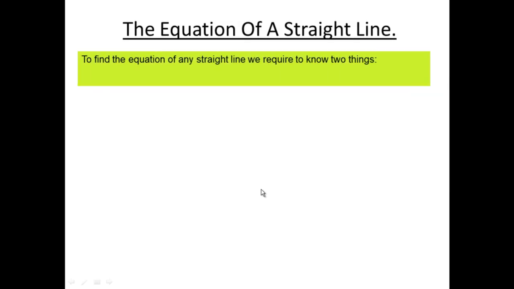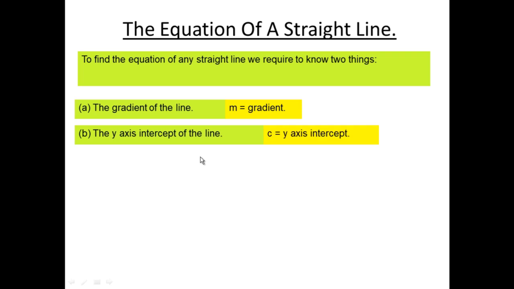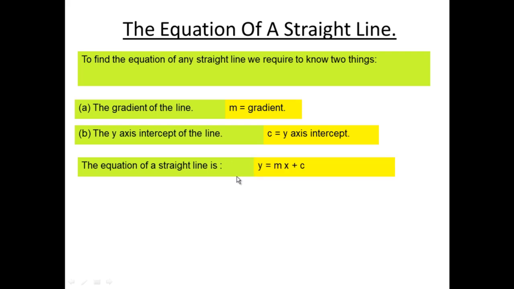To find the equation of any straight line, we require to know two things. For the first, we have to know the gradient of the line. And then the second, we should know the y-axis intercept of the line. Because the equation of a straight line is y equal mx plus c.